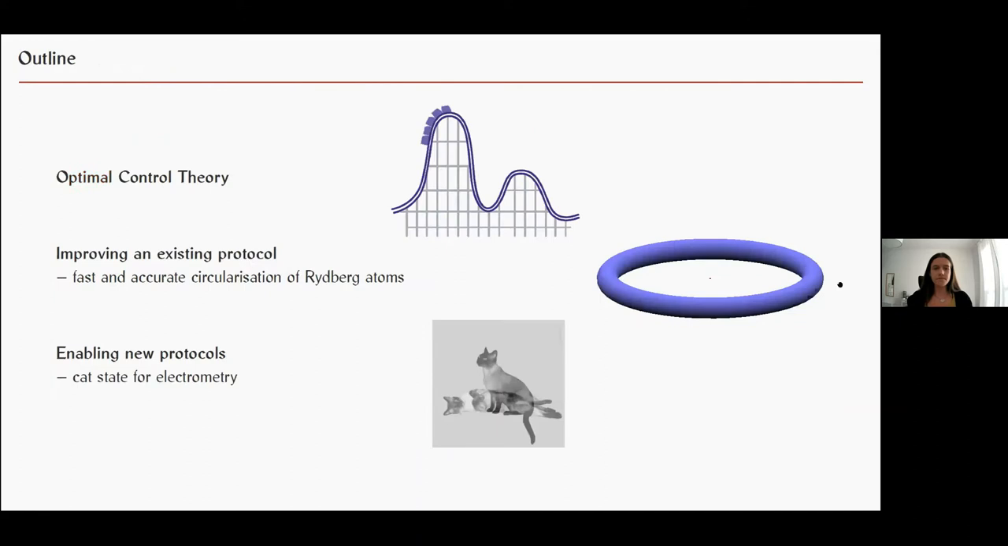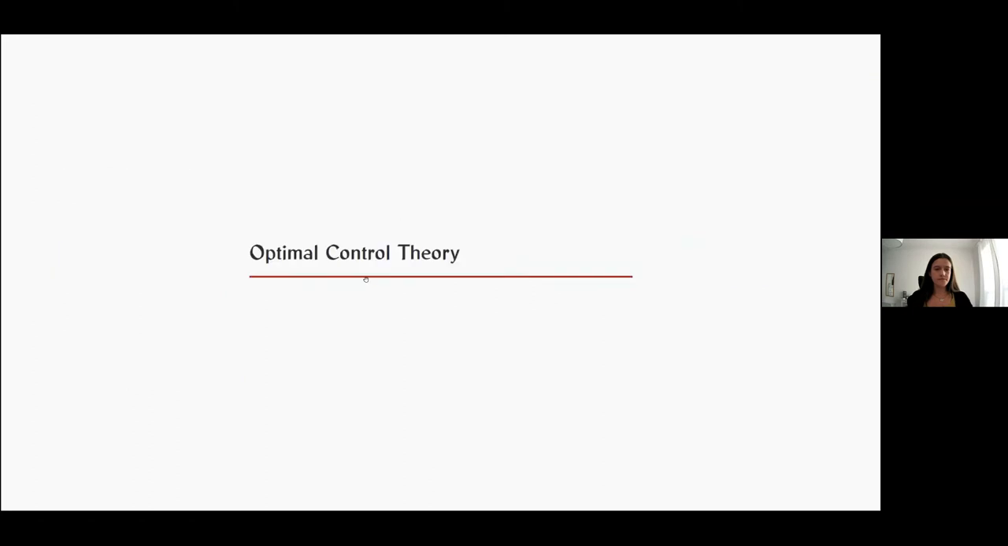So a short outline. First, I want to give you a quick introduction to quantum optimal control theory. Then I want to present two different applications, where in one example we want to improve an existing protocol, and in another one we want to prepare states that cannot be created with standard protocols. As you can see from the titles here, my examples come from slightly different fields than the focus of this conference, namely from Rydberg atoms and quantum sensing. Nevertheless, I think that might be interesting to many of you, because I will also talk about, in general, how we can use optimal control in real physical systems and for real experiments. So let's dive right in.